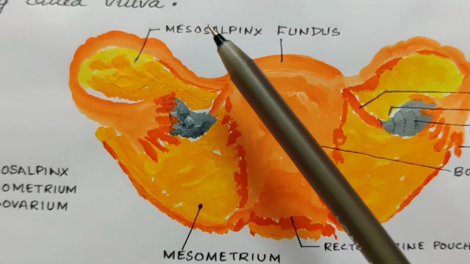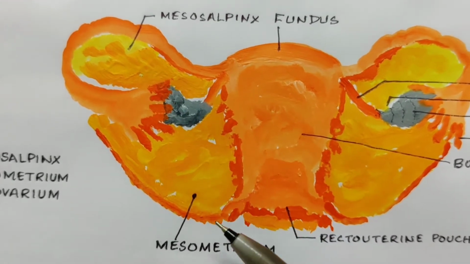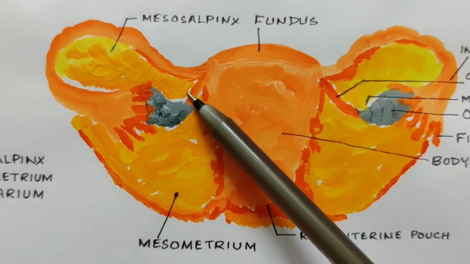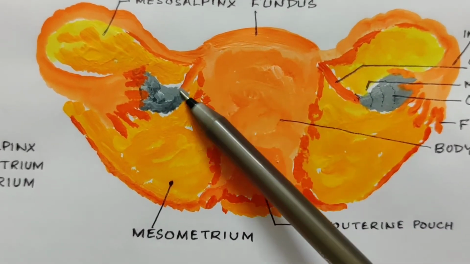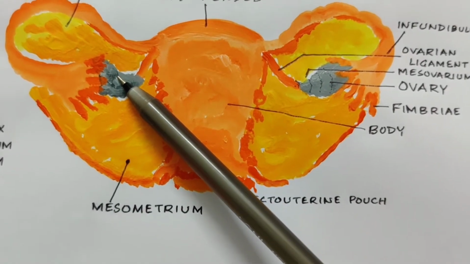The broad ligament is divided into three parts. This is mesosalpinx. This part is known as mesometrium, and this particular part is known as mesovarium.